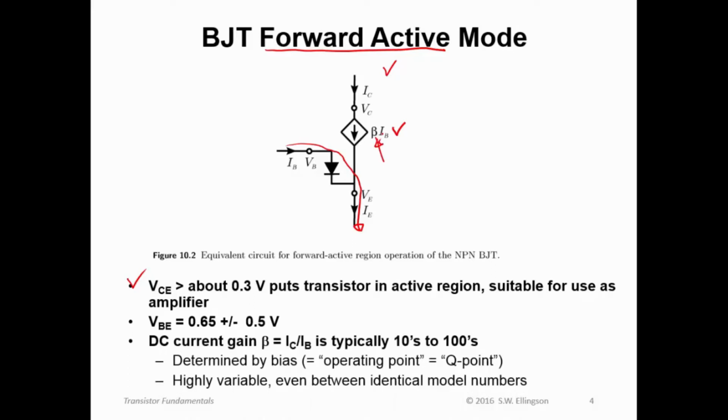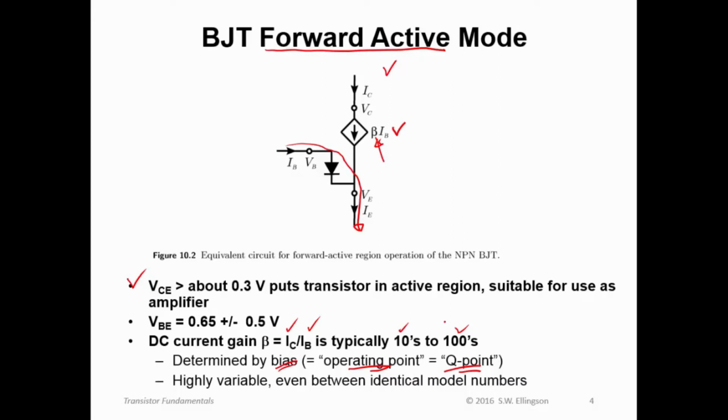Beta from this diagram then is I sub C divided by I sub B. And there's the ratio of the collector current to the base current. And that ratio is typically somewhere between tens and hundreds. This value beta is determined by the bias, also known as the operating point, also sometimes referred to as the Q point. All these terms mean pretty much the same thing.